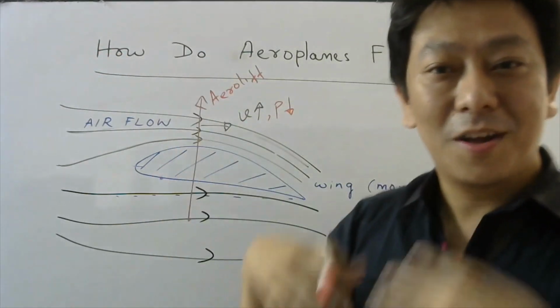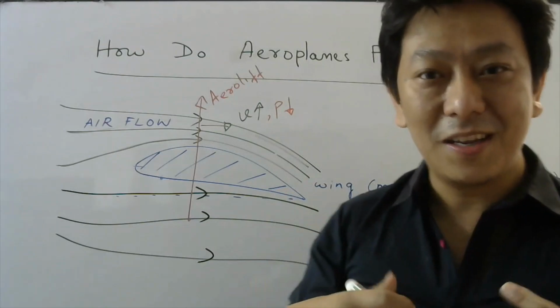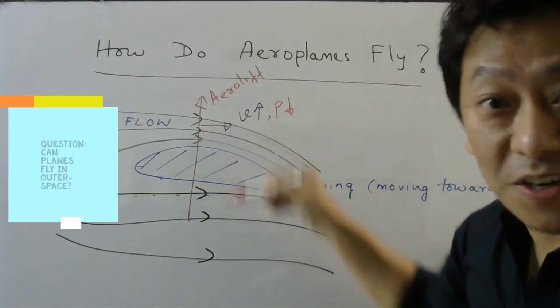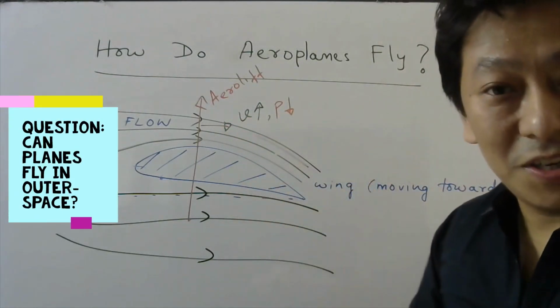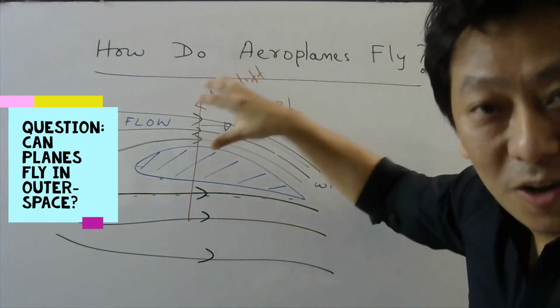So that is how aeroplanes defy gravity, by creating a pressure difference. And how do they create the pressure difference? By creating the velocity difference.